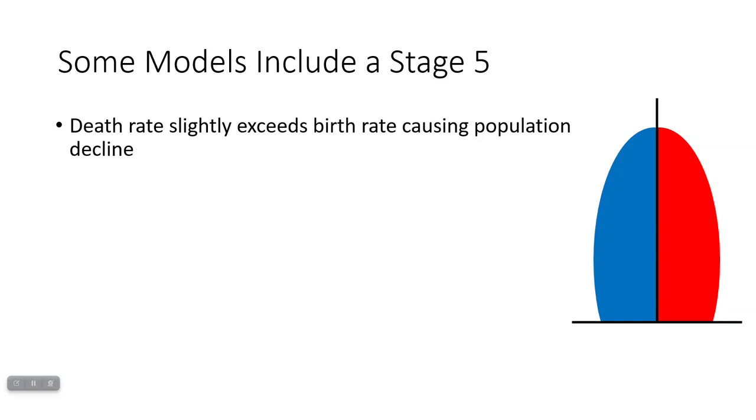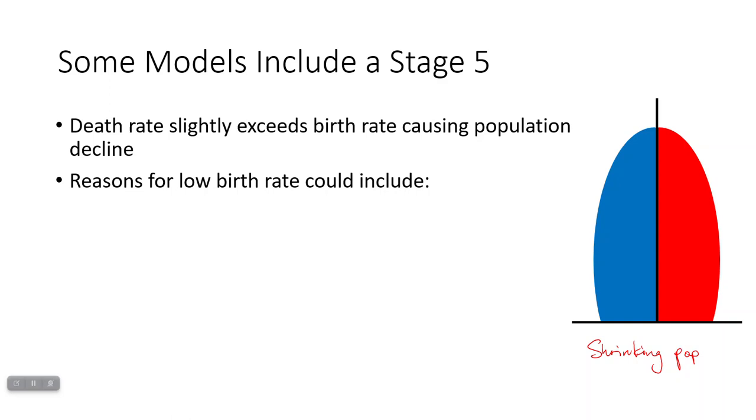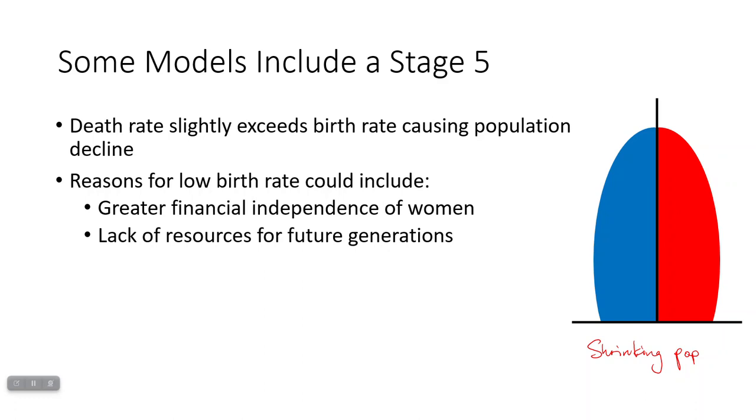And there's a thought that a lot of countries are going to end up here, where the death rate is going to start exceeding the birth rate. And so you're going to have a shrinking population. And some of the reasons for the extra low birth rate could be women have financial independence and are choosing to not have children.